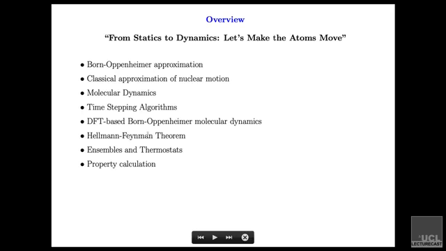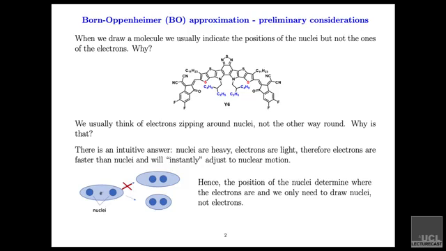And I will explain in detail how in such schemes the nuclear forces are calculated. And here I will go through the Hellmann-Feynman theorem, which is very important in that respect. And then we'll very briefly introduce ensembles and thermostats. So I will explain how we can do calculations and simulations at a well-defined temperature. And then at the end, we'll talk a bit about property calculations. All right, so let's start with the Oppenheimer approximation and some preliminary considerations.